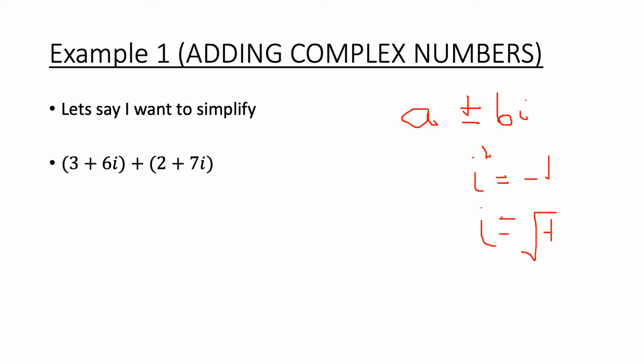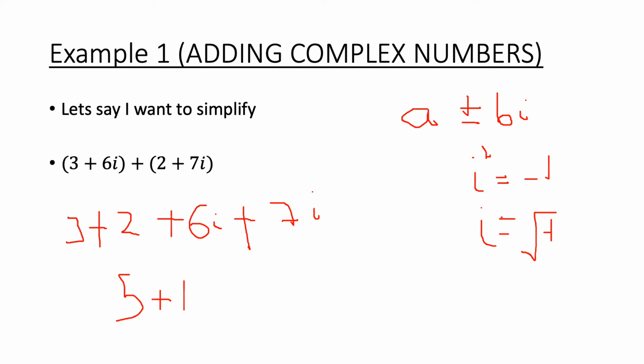So, collecting my real parts and my imaginary parts, I've got 3 plus 2 plus 6i plus 7i, so collecting like terms here essentially. I'm going to get 5 plus 13i, guys. So that is my answer there, guys. So collecting like terms: 3 and 2, 6i and 7i, which gives us 13i.